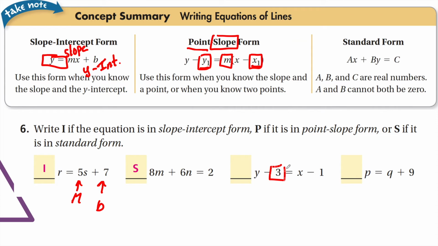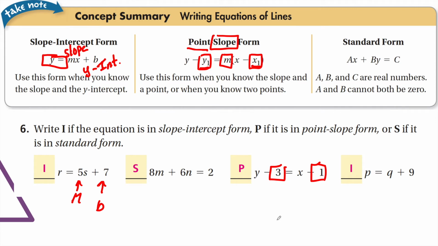Now it looks like we do have the variable on either side, which is good, and it also looks like we have a number in, so we're talking about some sort of point attached to the variables as well, so I'm going to lean towards this being the point-slope form. And last but not least, you have a variable by itself being equal to another variable plus a number. That screams slope-intercept form right off the get-go.